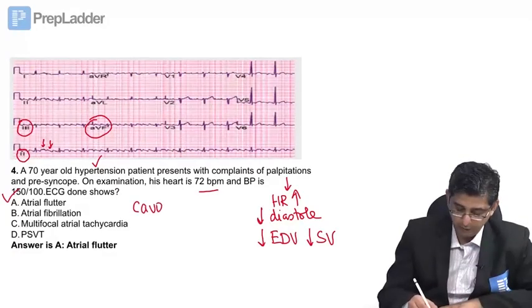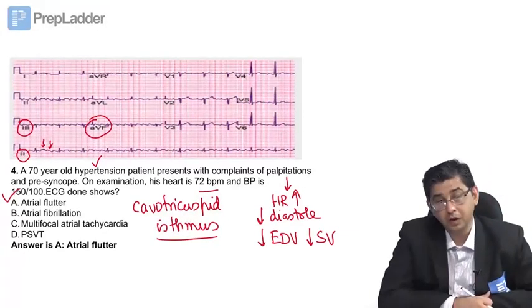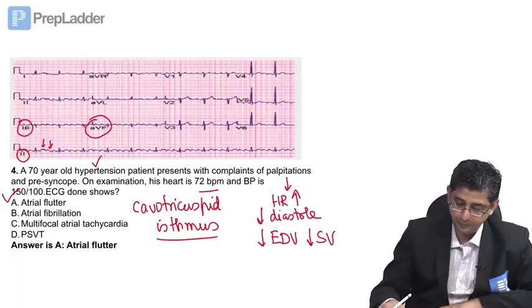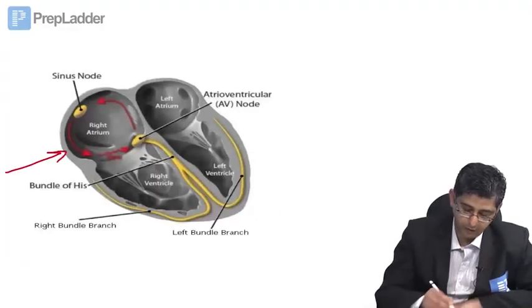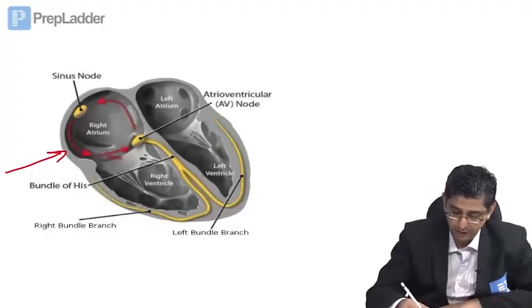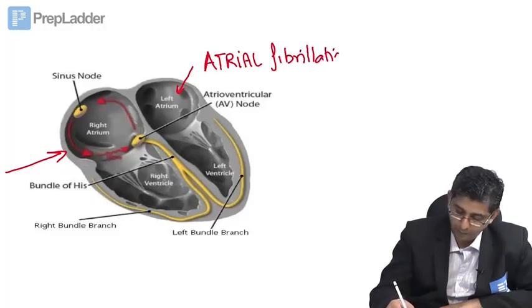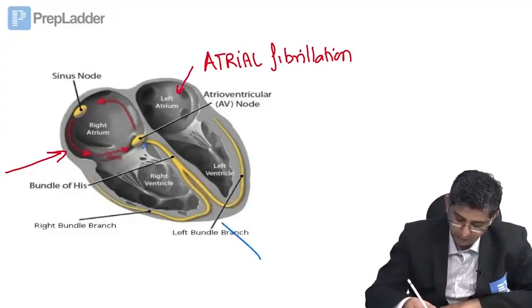The ectopic focus in atrial flutter is present in the cavo-tricuspid isthmus, which is the reason why when it comes to atrial flutter, the findings are seen exclusively in 3 leads only. This is the ectopic focus of atrial flutter, cavo-tricuspid isthmus, whereas in atrial fibrillation, the ectopic focus is situated in the left atria of the patient. In contrast, PSVT is responsible for re-entry phenomenon.